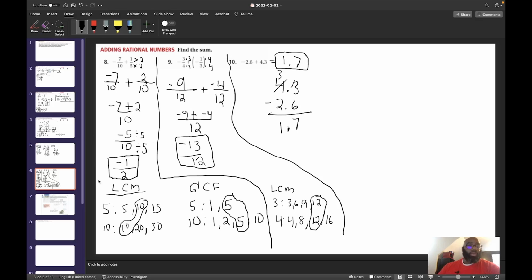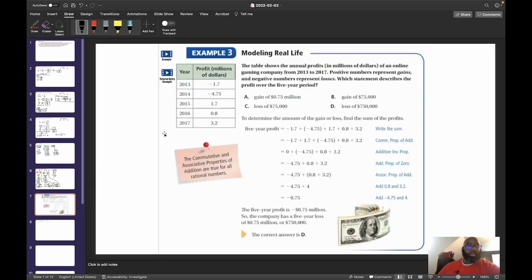Alrighty. Let's look at this one. All right, what did this say? The table shows the annual profits in millions of dollars of an online gaming company from 2013 to 2017. This is the profit in millions of dollars. Positive numbers represent gains and negative numbers represent losses. That makes sense. Which statement describes the profit over the 5-year period? Okay, the profit over the 5-year period.